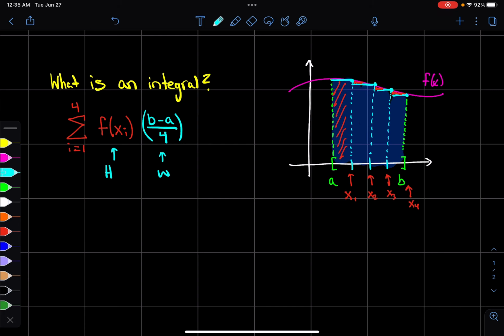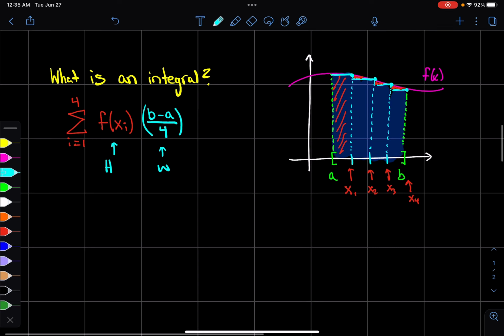So this thing was a super cool tool, but we said, hey, there's not enough rectangles here. We need it to be more accurate. And so just like with the derivatives, we put a limit in front of here, and we replace this with the letter n. And you're like, where does this n come from? N just represents the number of rectangles that we would have.